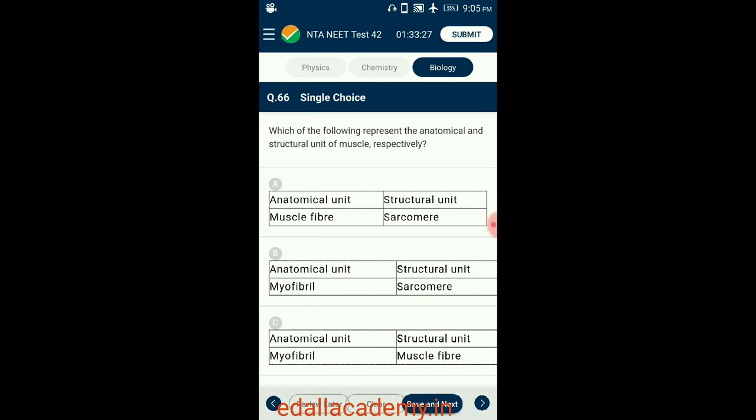So the answer for this question is option A. Anatomical unit, muscle fiber; structural unit, sarcomere. So the correct option is A.